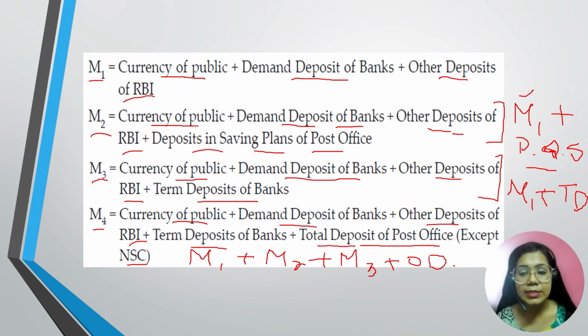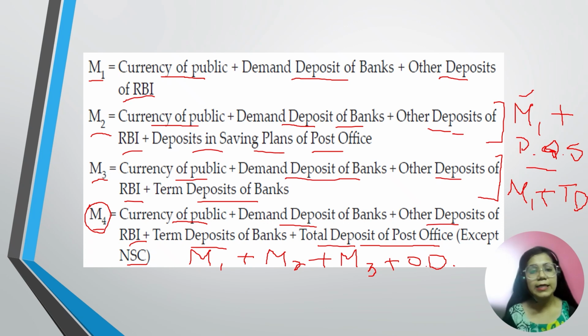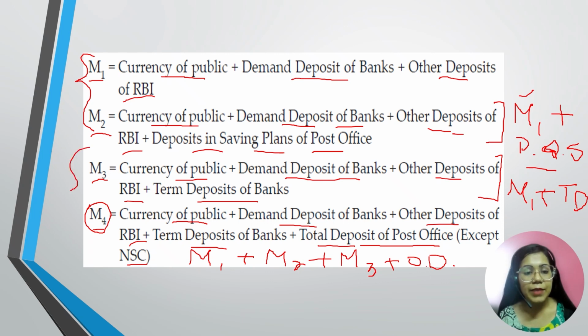Yes, so we can see that M4 is the broad measure of money supply, and with this we have done M1, M2, M3 and M4, where M1 was the most narrow measure of money and M4 was the most broad measure of money. So now let's see what all other measures have been given by the RBI. Let's go to the next slide.